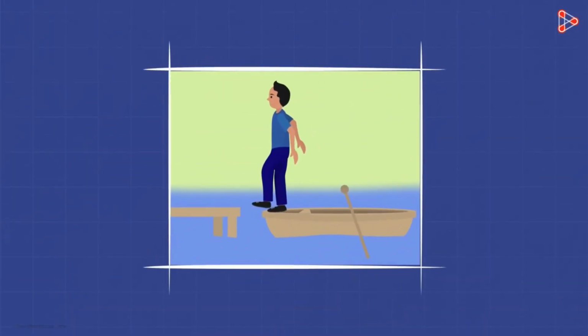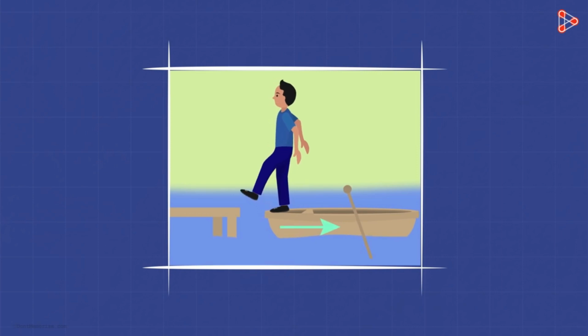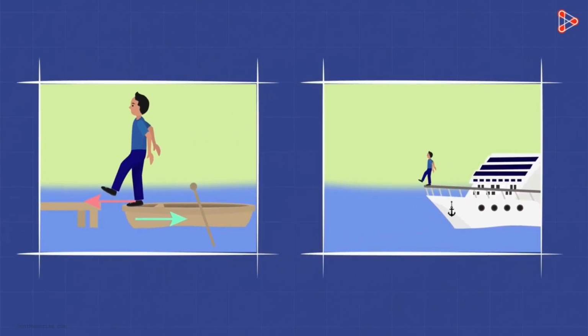If you're in a boat and step out of it onto the land, there are two forces involved: you pushing the boat behind and the boat pushing you forward. And that's why you see the boat go behind when you go forward. Now let's say a sailor jumps off a huge ship. The sailor does apply a force on the ship and the ship also applies a force on the sailor. But do you think the ship will accelerate as much as the sailor? Not really. And I think you know why.